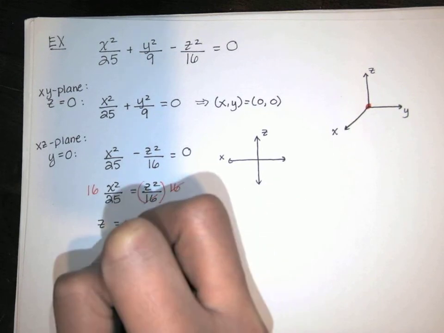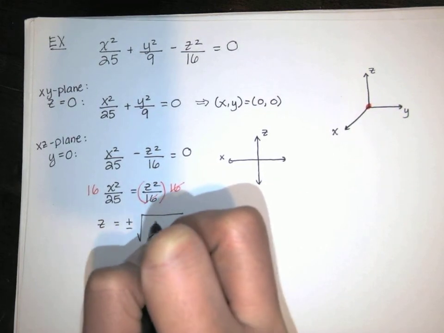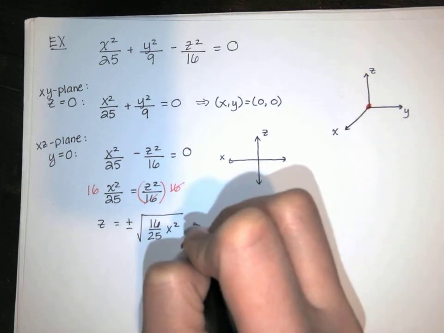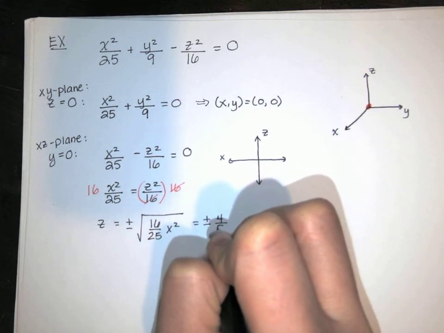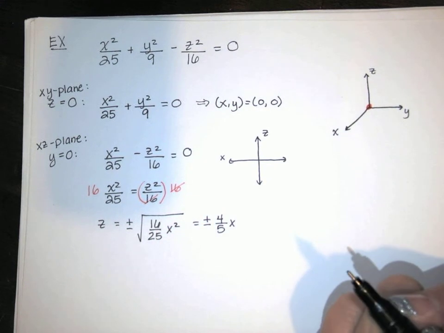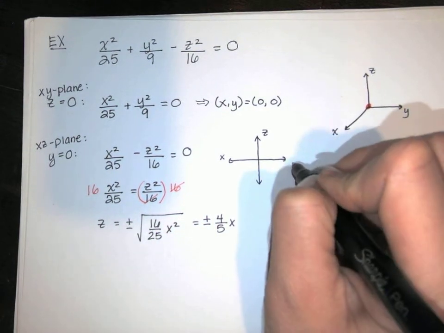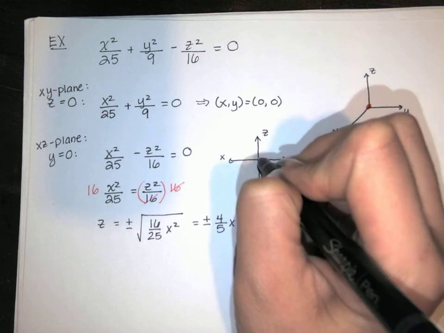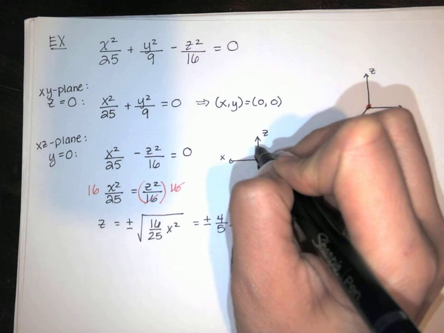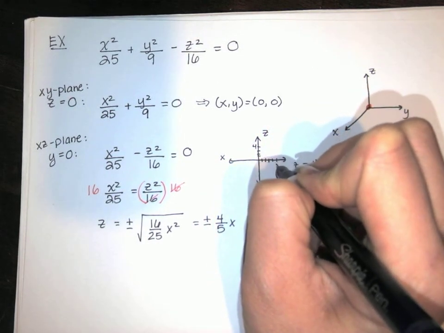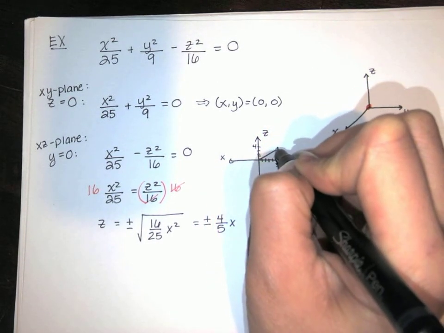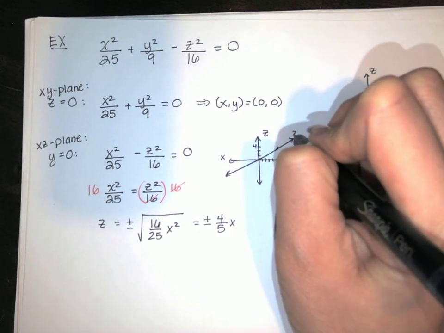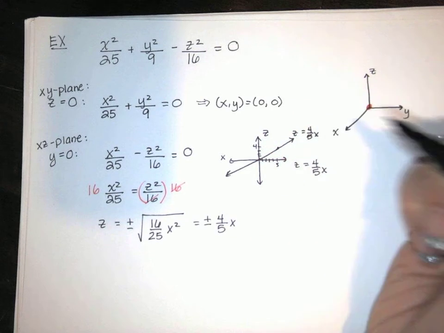So to get z by itself, I'm going to take the square root of both sides. Don't forget the plus or minus. So we get plus or minus 4 over 5 times x. So I had two equations. One is z equals positive 4 over 5 times x. So this goes through the origin, and then you go up 4 over 5. It goes through that point, and it looks like that. That's z equals 4 over 5 times x.